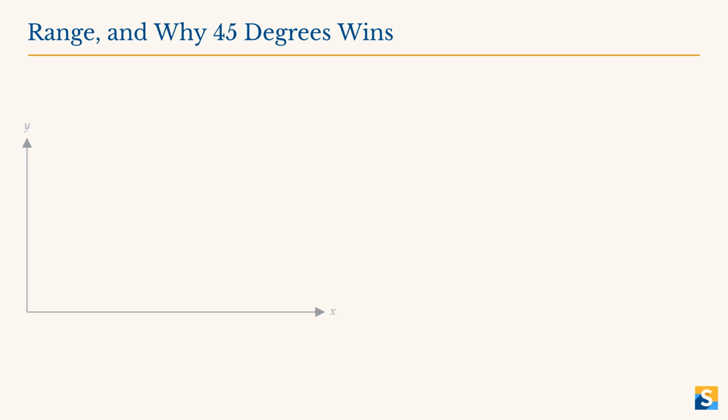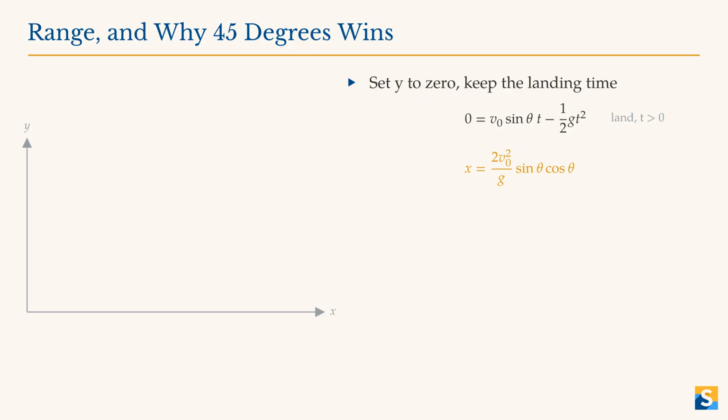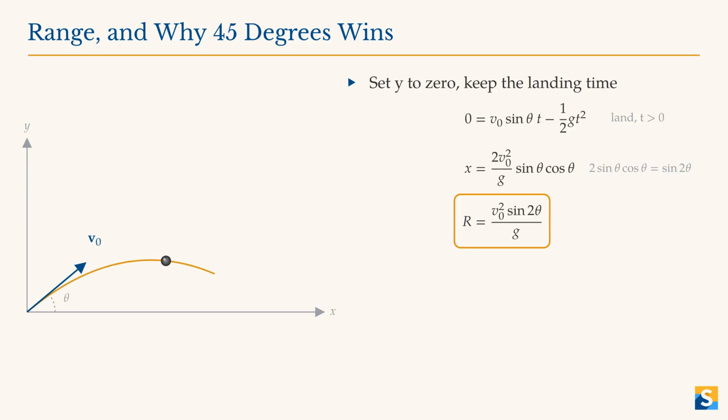The throw's most famous number, the range. Set y to 0, keep the non-zero landing time, and x becomes 2 v0 squared over g times sine theta cosine theta. The double angle identity folds that product into one clean function, and the range is v0 squared sine 2 theta all over g. Watch one shot fly and read R straight off the ground.